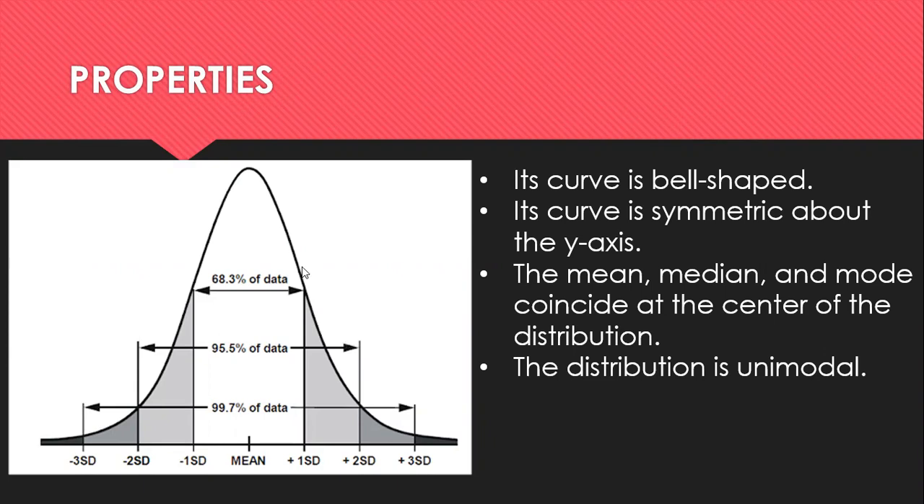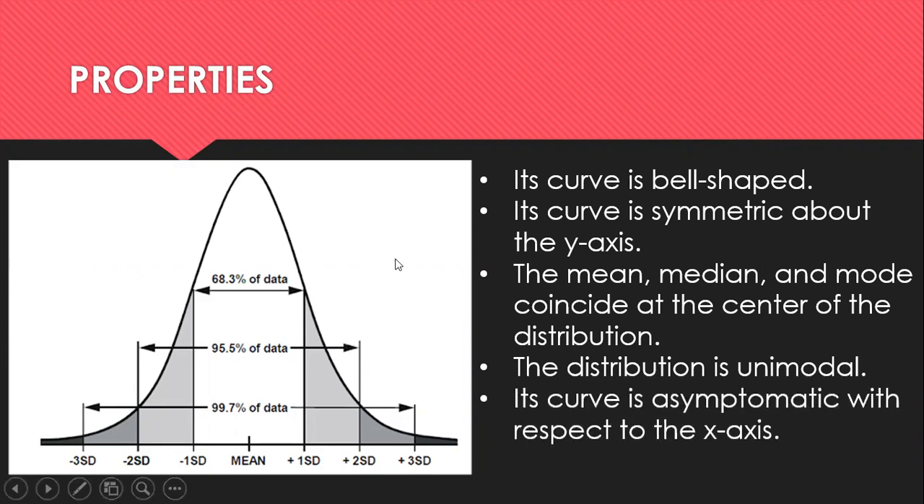Next is the curve is asymptotic with respect to the x-axis. Ito yung sinasabi ko kanina na dapat yung horizontal line natin dyan sa baba must not touch the line of the curve. Otherwise, the figure is wrong. Eto ulit siya. Bawal dyan sila mag-touch. Bawal mag-touch ang line ni curve at saka yung line ni x-axis.